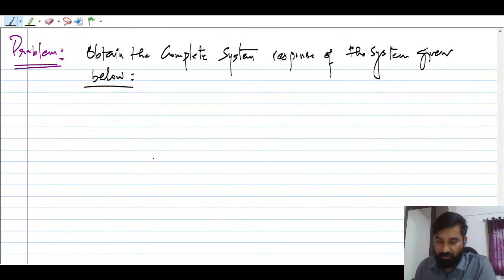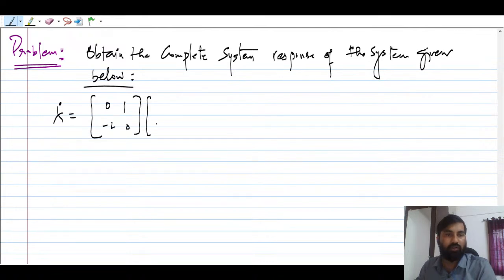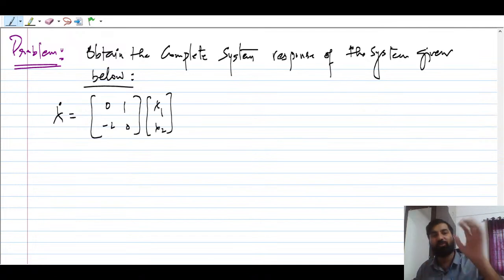Zero input response and zero state response. Okay, so please remember this: obtain the complete system response. Now, what is given here? x dot is given as the matrix [0 1; -2 0] times x1 and x2.